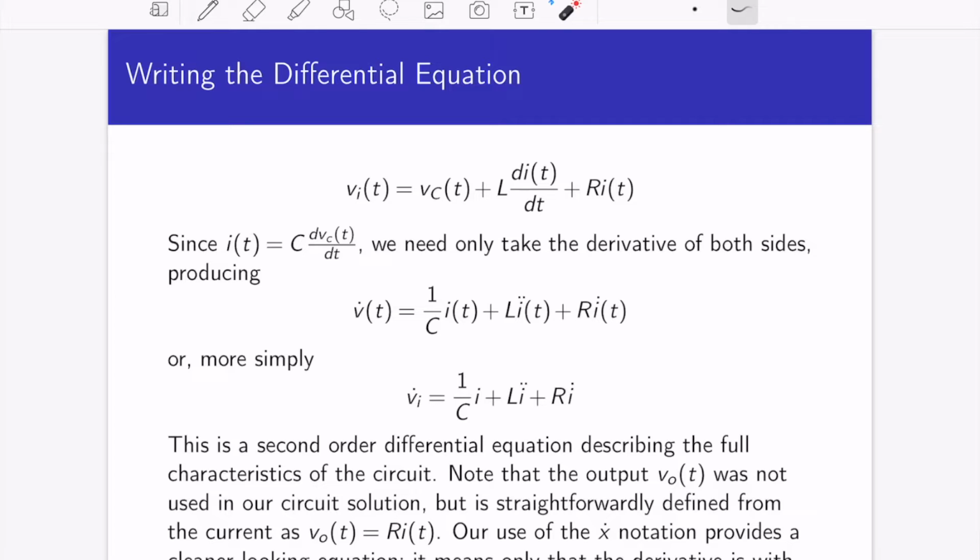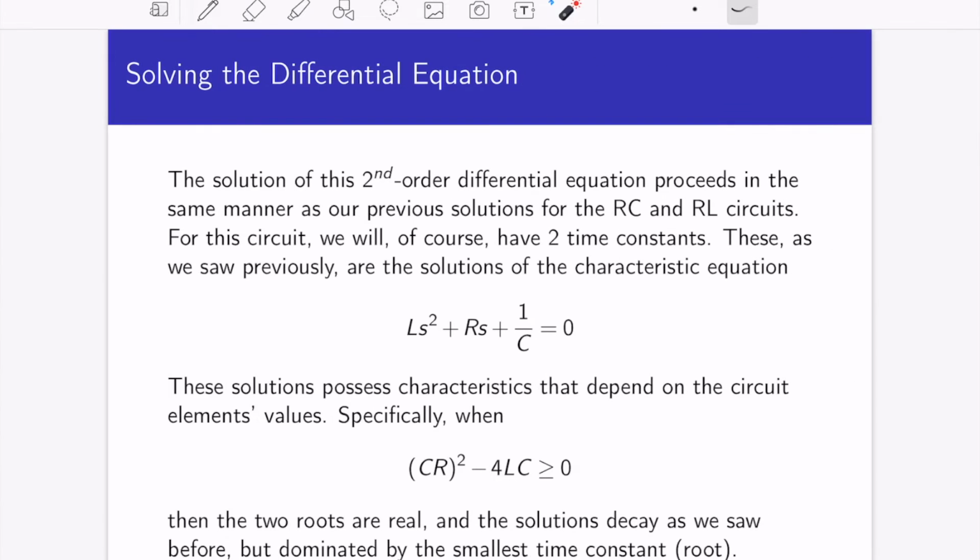So this is a second order differential equation that describes the full characteristics of the circuit. Notice that V out does not directly appear in our circuit solution, but we can define it as V out of t is equal to R i of t based on Ohm's law. We can solve this differential equation, and it proceeds in the same way that we did when we solved the RC circuit and the RL circuits.